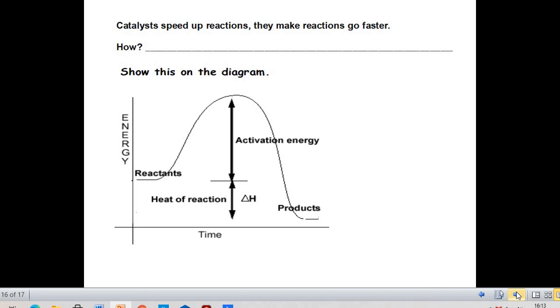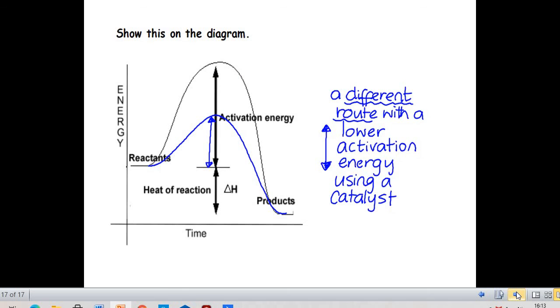So what they do is they provide a different route with a lower activation energy, and you're asked to show this on the diagram, and all you need to do is to draw a small hump. I just put one in here. It doesn't matter where you've put it as long as it's lower than the original. And that's your activation energy height this time. Right, it's a much smaller arrow, and that shows you a different route with a lower activation energy using the catalyst. So the blue curve there is a different route with a lower activation energy when I add a catalyst to the chemicals.